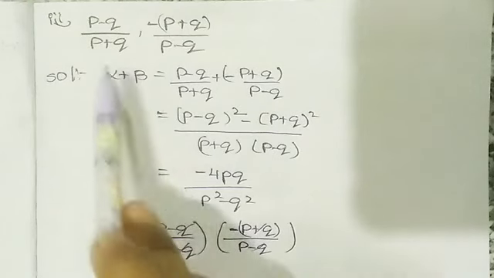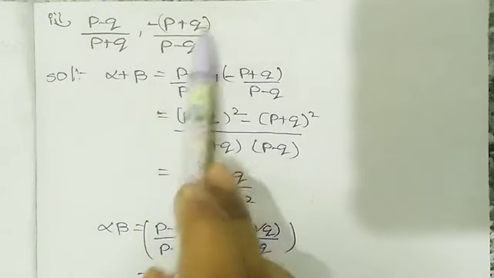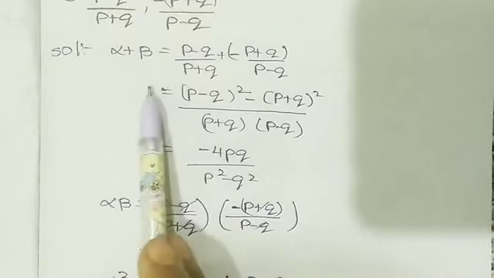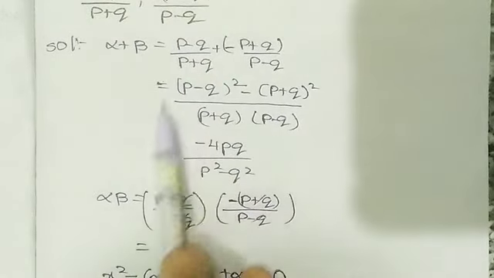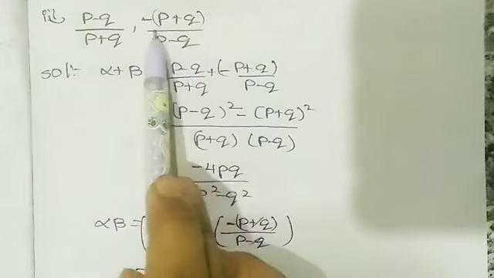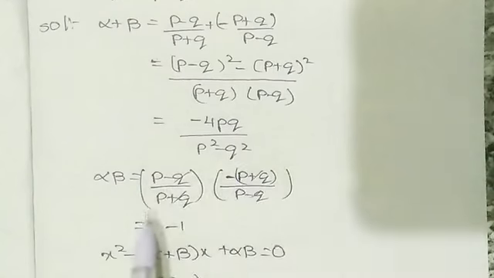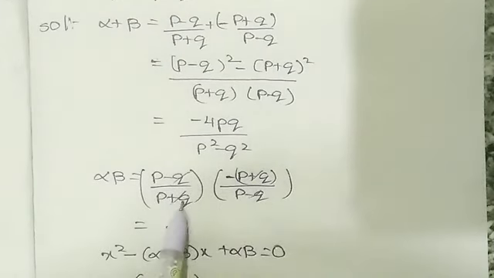So this is the third one. The given roots are (p minus q) by (p plus q) and minus of (p plus q) by (p minus q). First of all, find the alpha plus beta value and alpha beta value. So alpha plus beta, taking alpha is this one, beta is minus (p plus q) by (p minus q). So here p minus q cancel, p plus q cancel. Here we have minus, so minus 1.